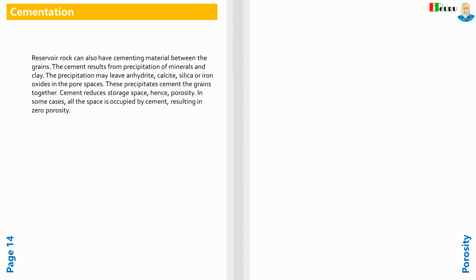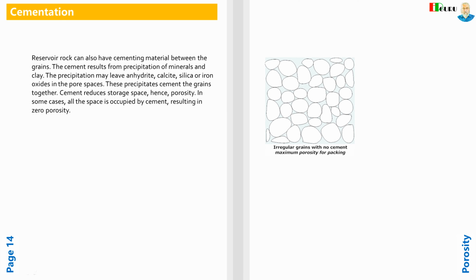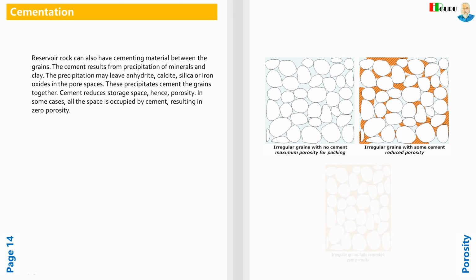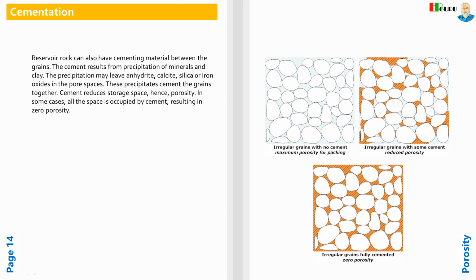A reservoir rock can also have cementing material between the grains. The cement results from precipitation of minerals and clay. The precipitation may leave anhydrite, calcite, silica or iron oxides in the pore spaces. These precipitates cement the grains together. Cement reduces storage space, hence porosity. In some cases, all the space is occupied by cement, resulting in zero porosity.